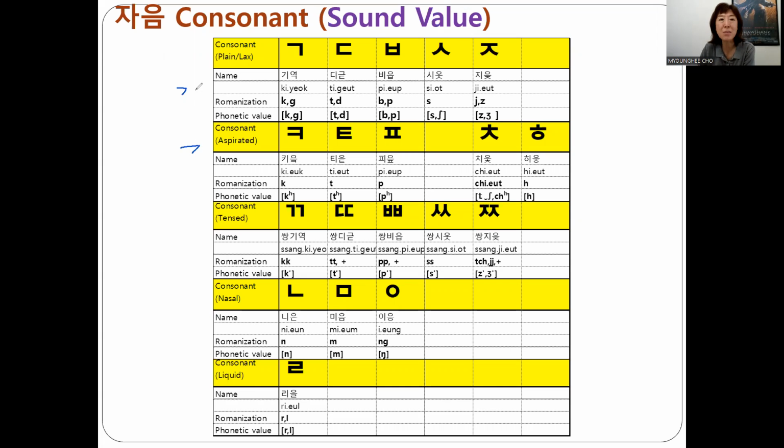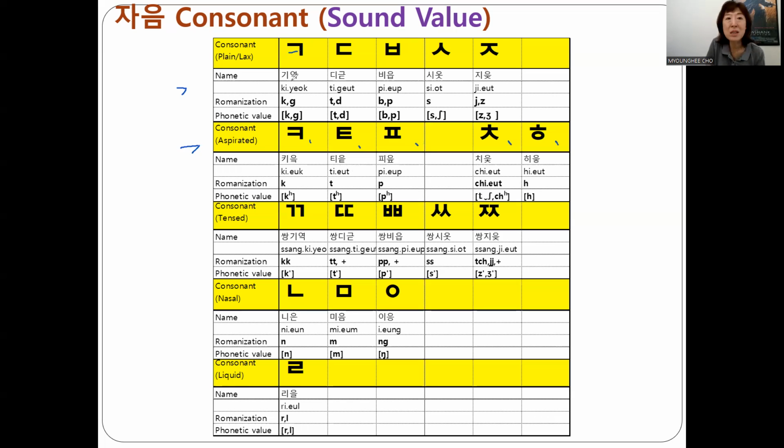You can see the aspirated consonants group. Each consonant has one more stroke than its plain consonant. By adding one stroke to the consonant, you can get an aspirated consonant, right? And as the name says, air is involved in the production of these consonants. Listen to me carefully. 그, 트, 프, 치, 그.